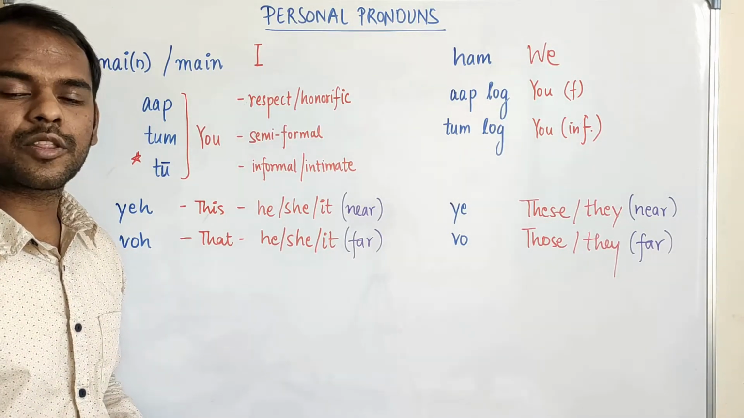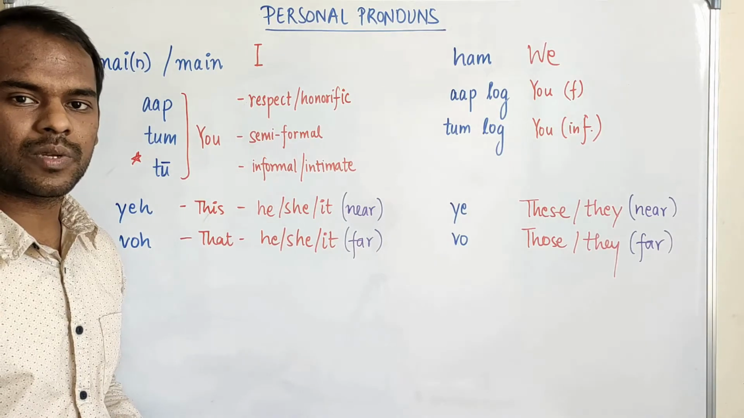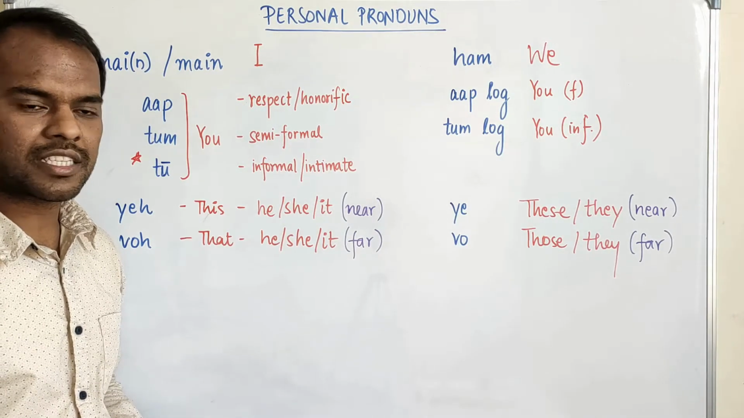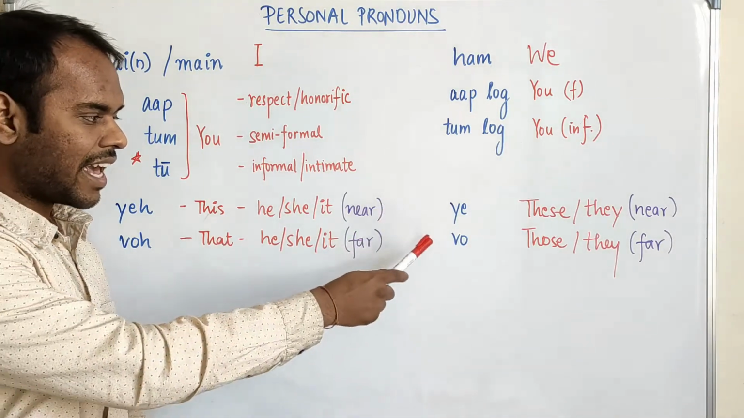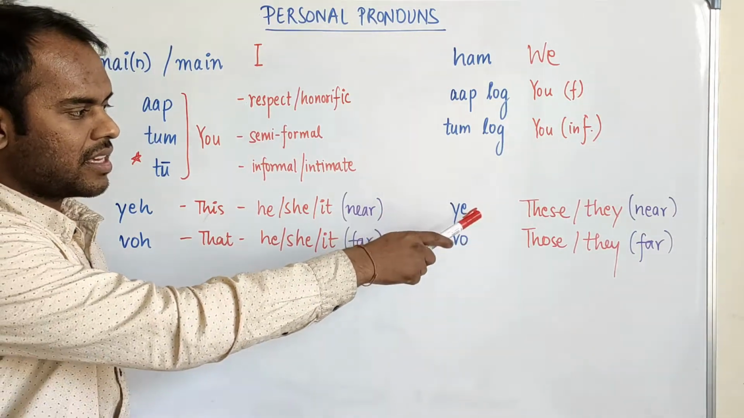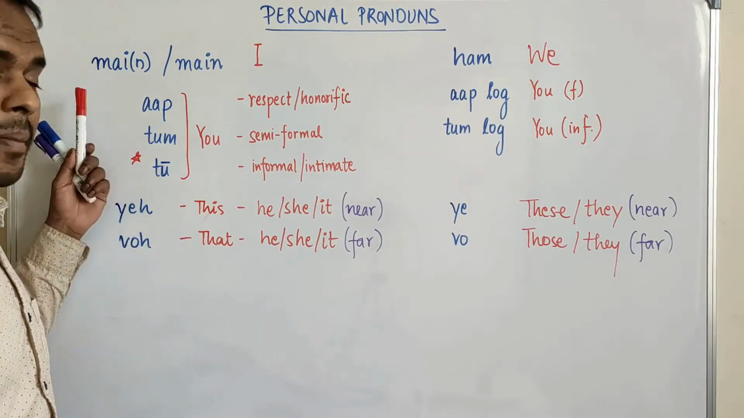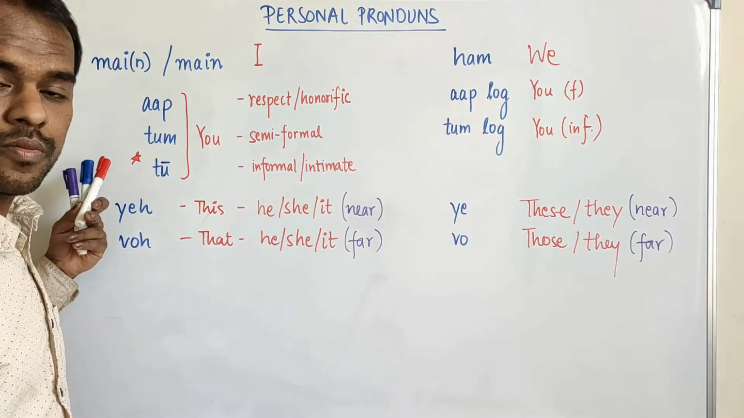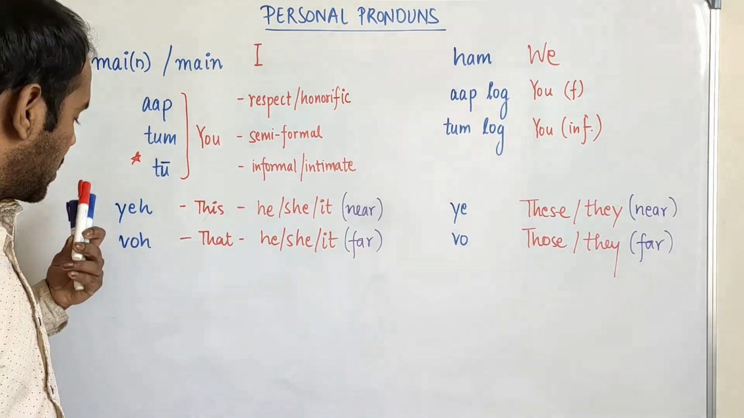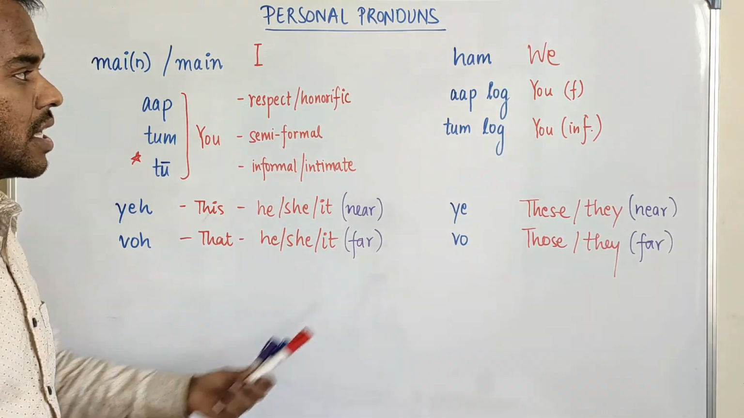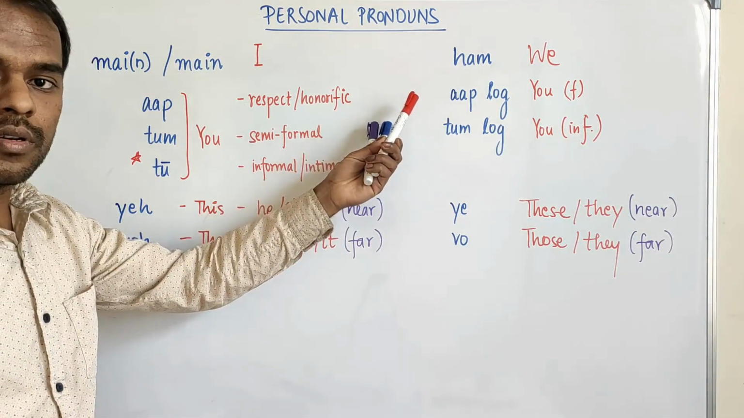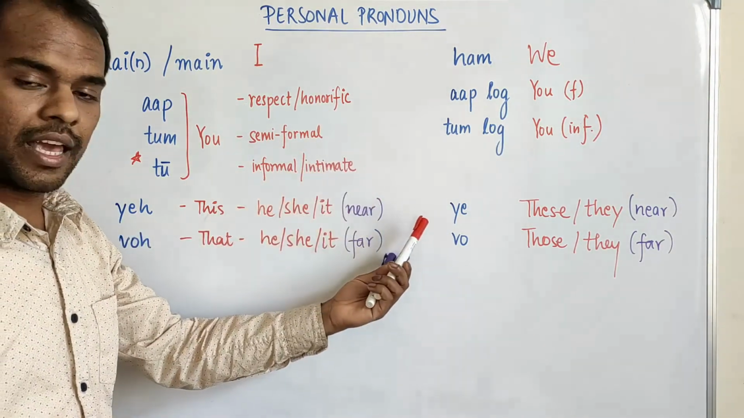And at last, the plural of third person, which carries the same pronunciation as singular. Ye and wo, these and those. ठीक है? तो मैं, आप, तुम, तू, ये, वो, हम, आप लोग, तुम लोग, ये and वो.